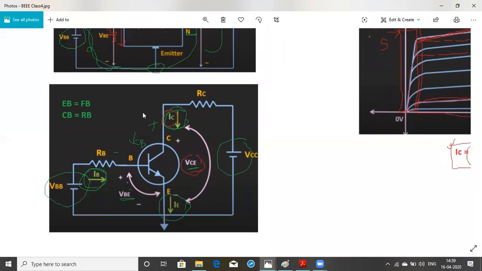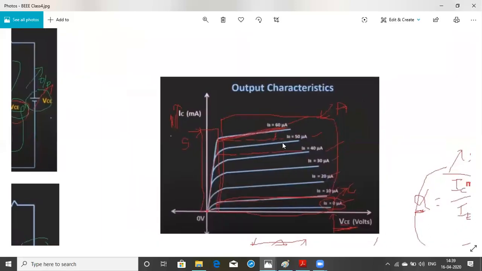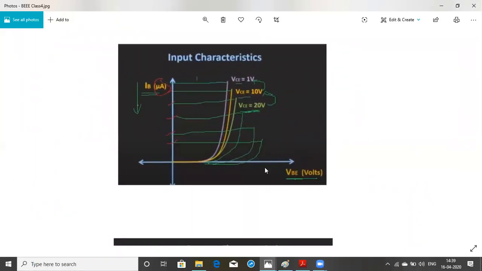For this common emitter configuration also, we need to draw the input and output characteristics. First, the characteristics between the input voltage VBE and the input current IB, which we have drawn here. The input voltage is VBE and the input current is IB, which is a very small current, in terms of microamperes. These characteristics follow the forward bias characteristics of the PN junction diode. When the voltage increases, the characteristics move towards the x-axis, that is, to the right-hand side.